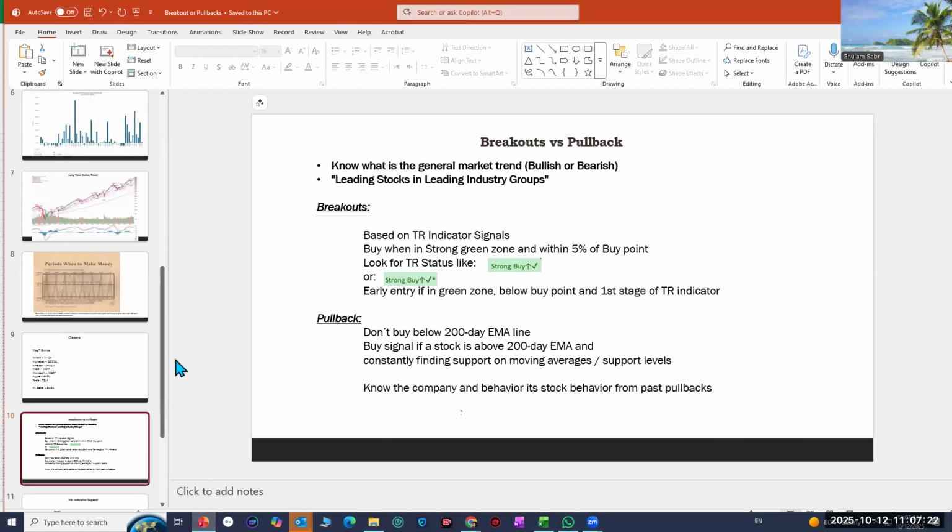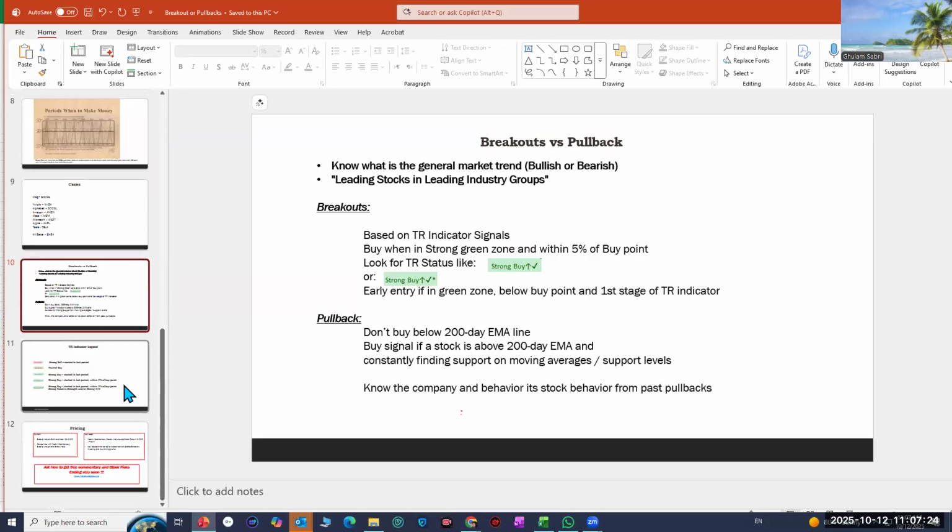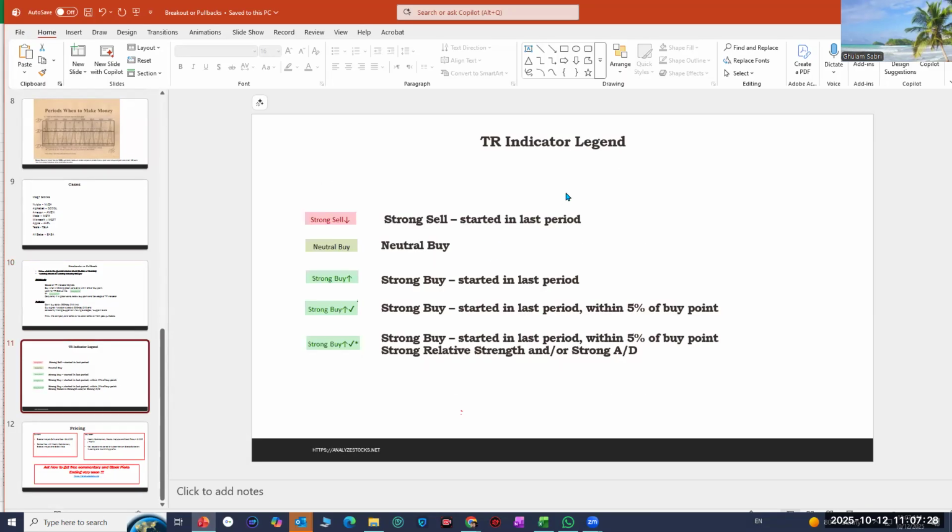Question was about the cost of subscription and others. So we are heading towards, okay, just give me a second. These are different TR indicator legends. It tells you a strong sell. This down arrow means it just started. Neutral buy, neither sell nor buy, not enough signals to make a decision. A strong buy, just started with this up arrow last period, which is last day, or would be last week.